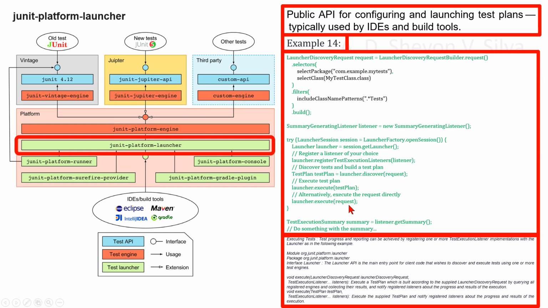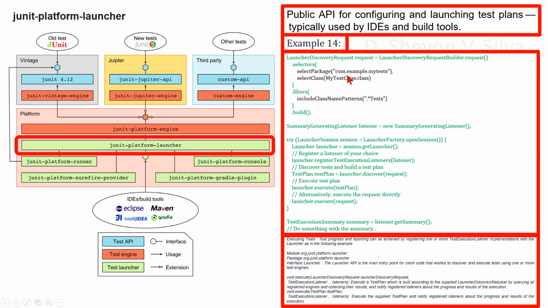by querying all the registered engines, collecting their results, and notifying the registered listeners about the progress and result of the execution. The void execute (TestPlan, TestExecutionListeners) method executes the supplied test plan and notifies the registered listeners about the progress and the result of the execution. To execute tests, clients can use the same LauncherDiscoveryRequest as in the discovery phase, or create a new request.